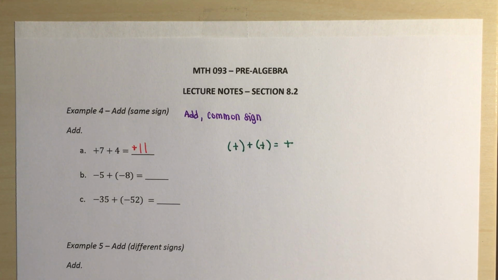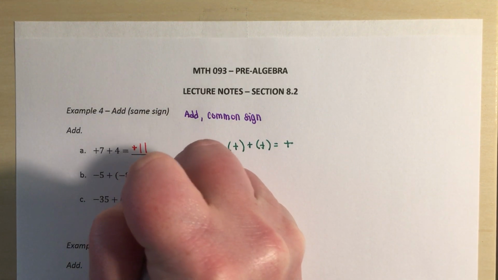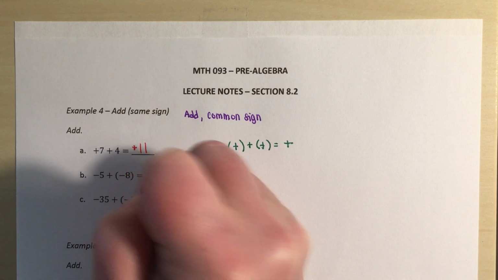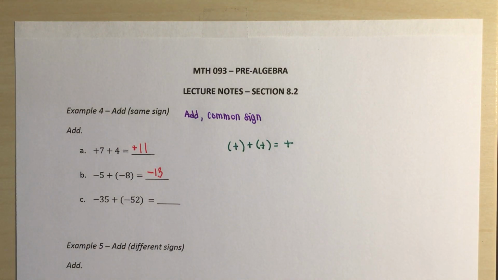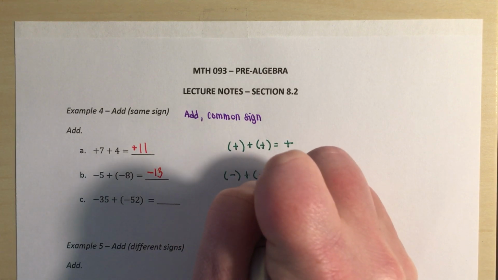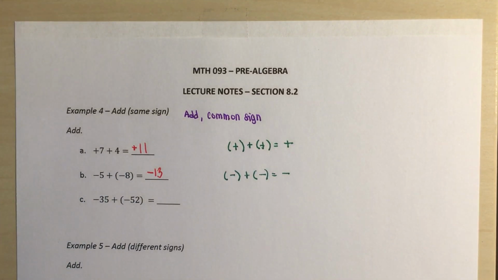Now if we look at B, negative 5 plus negative 8. Well, we're going to add these. 5 plus 8 gives us 13. Right? Then, since they're both negative, we're going to use our common sign, which is a negative sign, in our answer. Right? So negative plus negative stays negative. In example A, we're just constantly moving to the right on our number line. In example B, we're constantly moving to the left on our number line.